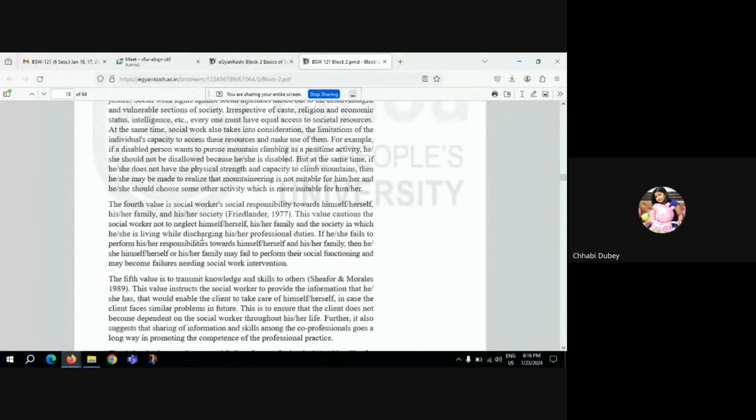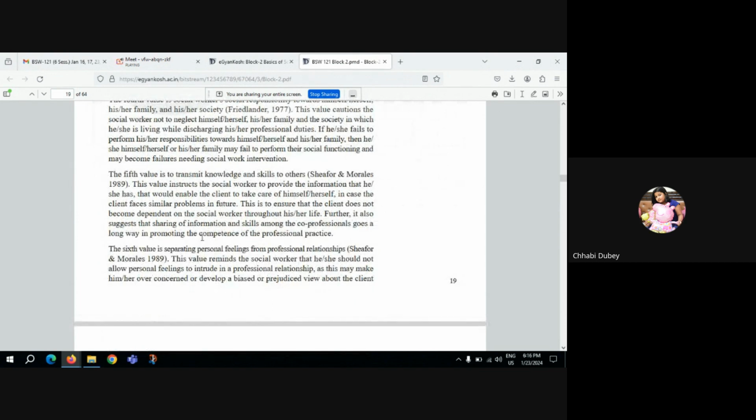Another value is transmitting whatever knowledge and skills we have learned over a period of time to others. This can be done by training people. This can be done by writing reports so that this knowledge is made available to future social workers. And thus we can transmit the knowledge and skills that we have gained to other members of the professional social work community.